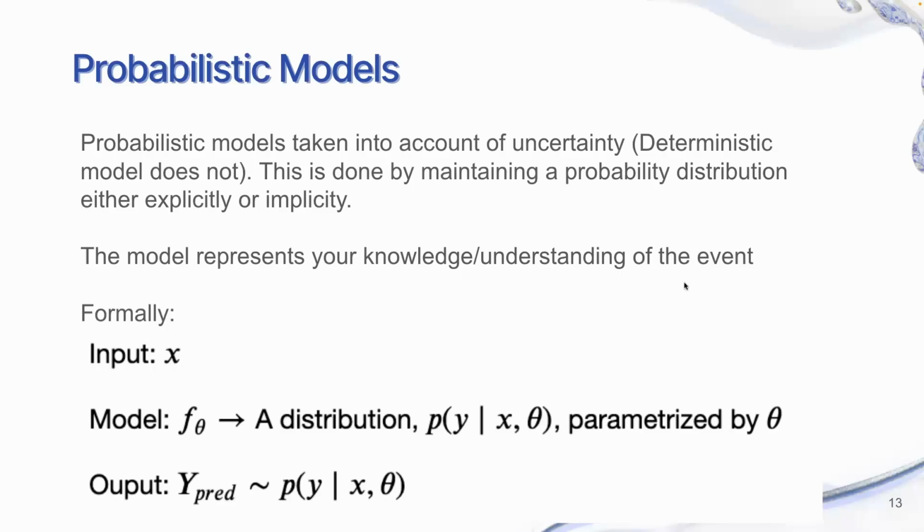But the key here is that you maintain some sort of internal probability distribution within your model, which a deterministic model does not, because it's just purely passing numbers through layers. Okay.